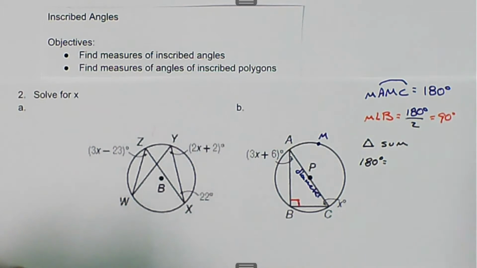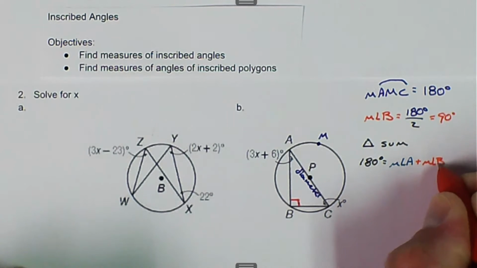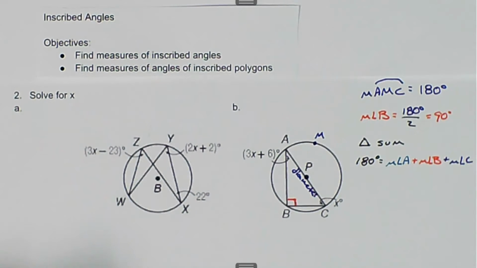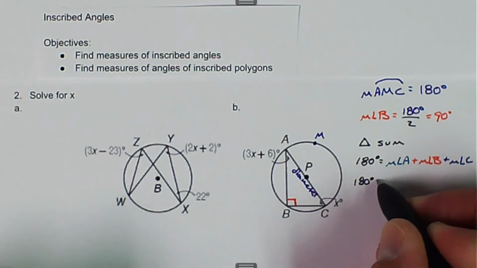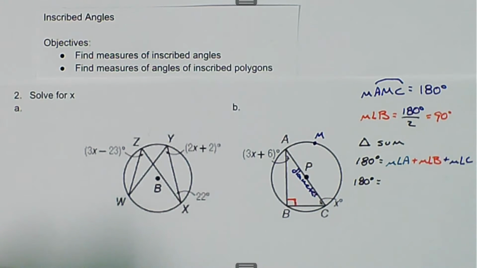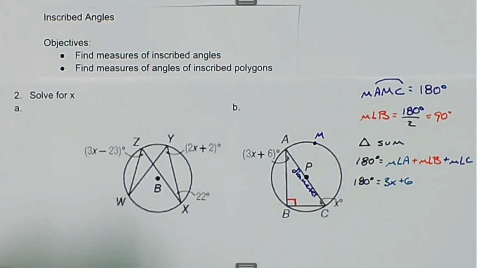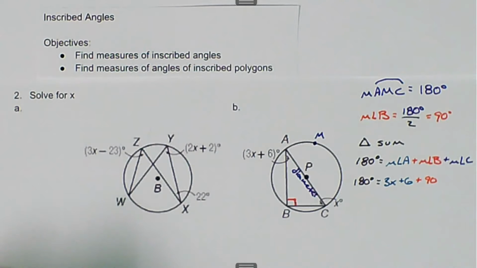The triangle sum theorem says all the angles of a triangle add up to 180 degrees. So we can say the measure of angle A plus the measure of angle B plus the measure of angle C are all equal to 180 degrees. We can substitute in the values that we know. 180 is equal to, the value of A is 3x plus 6, the value of B is 90, and the value of C is just x.